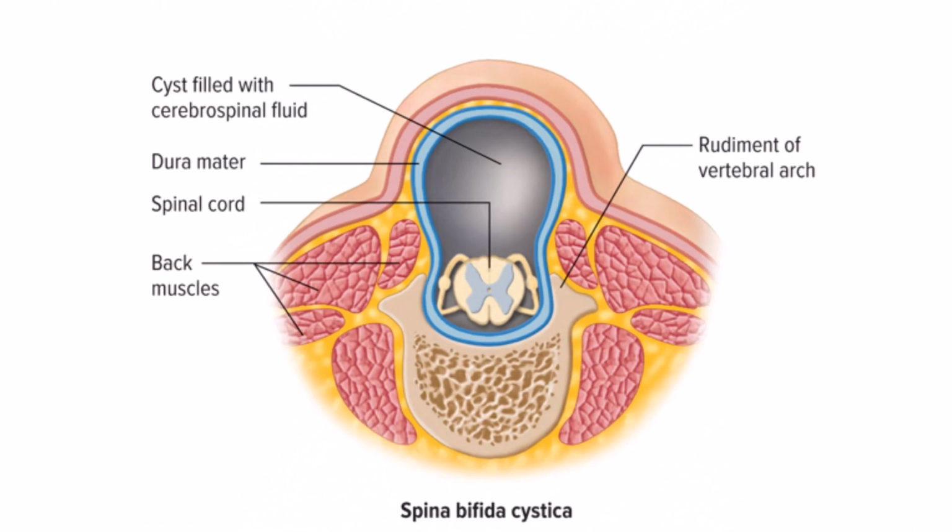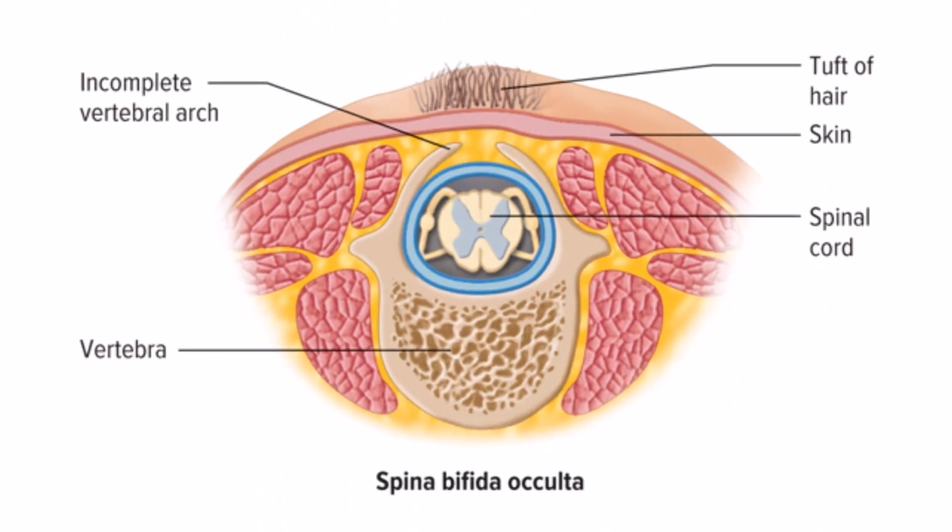The enlarged view of the anomaly spina bifida cystica shows 5 labeled parts clockwise as back muscles, spinal cord, dura mater, cyst filled with cerebrospinal fluid, and rudiment of vertebral arch. The enlarged view of the anomaly spina bifida occulta shows 5 labeled parts clockwise as vertebra, incomplete vertebral arch, tuft of hair, skin, and spinal cord.